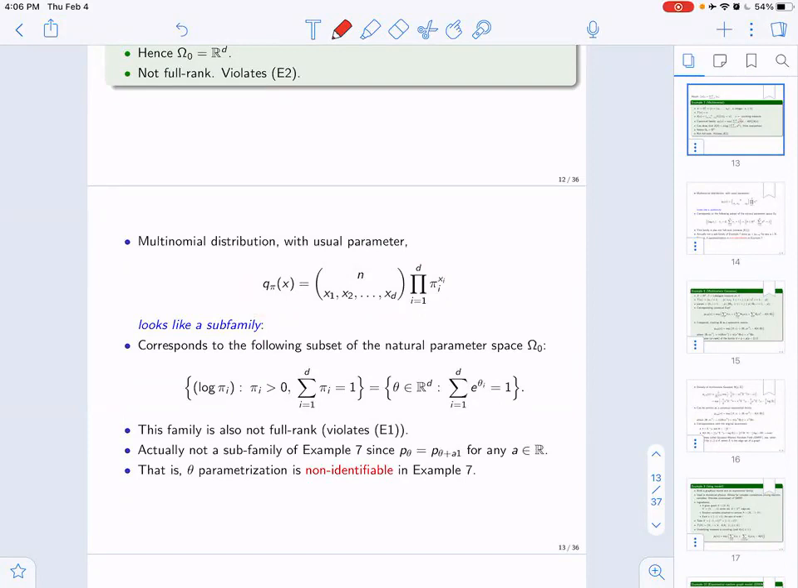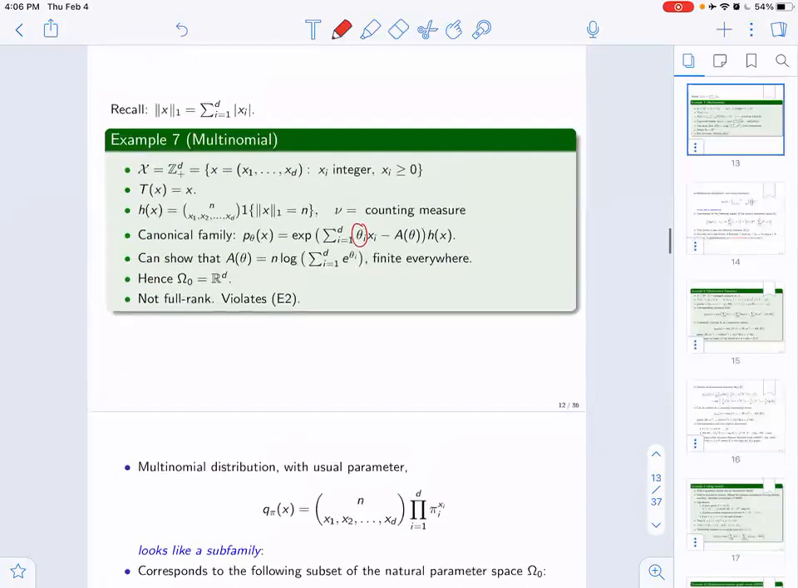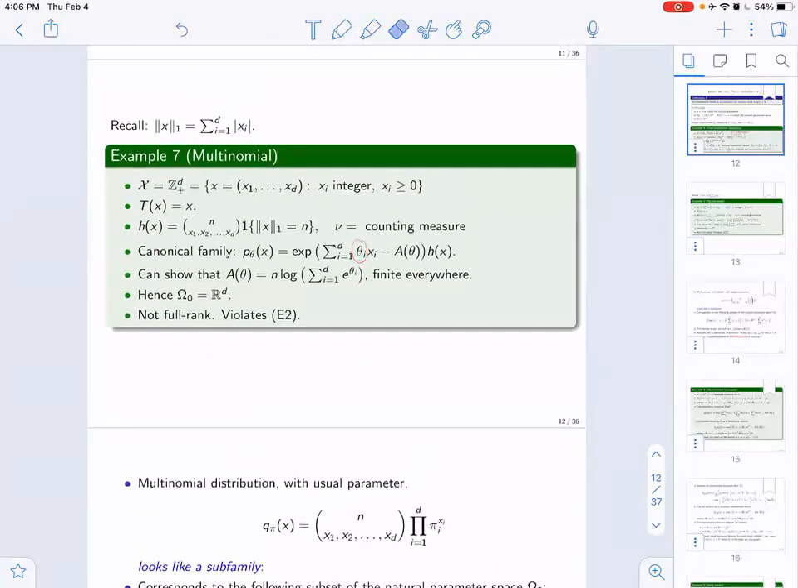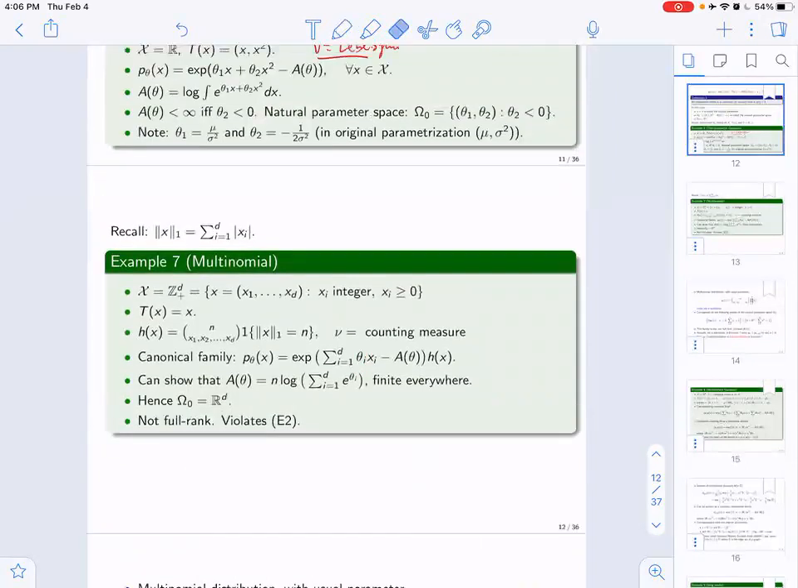That would put some restriction on the parameter. That model also violates one of these assumptions, violates E1. I'm not going to go into details. Just look at this if you are interested. Try to figure it out.